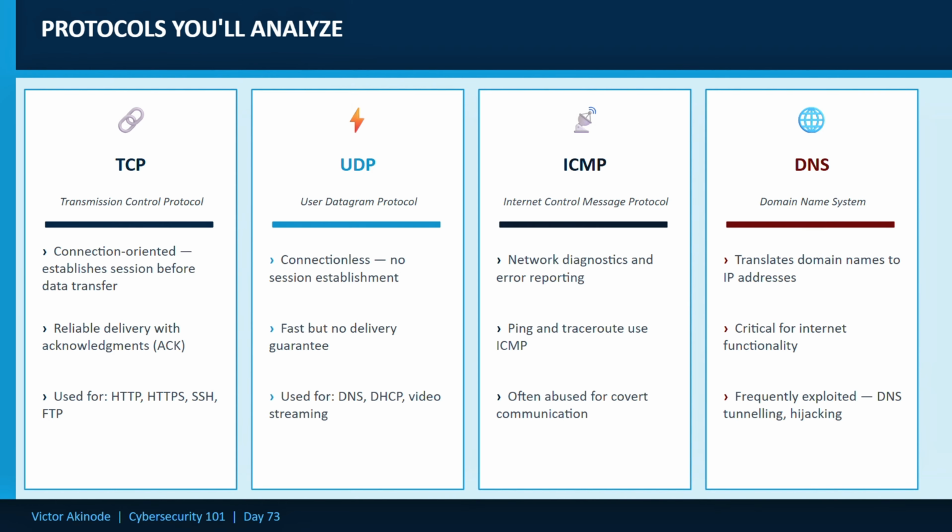The next one is the DNS, which means Domain Name System, and this translates domain names to IP addresses. It is critical for internet functionality, and it is often exploited by attackers for data exfiltration and command and control.